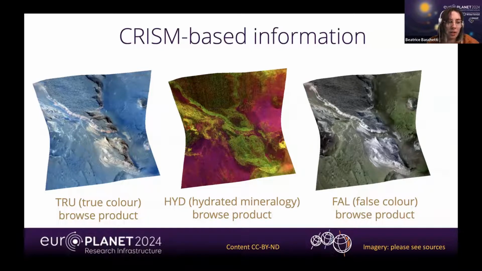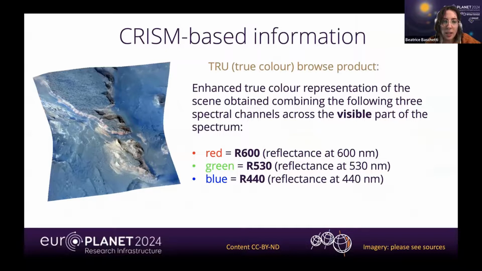The first one is the true color product. The other one is the hydrated mineralogy product, and the third one is the false color product. And we can go to the next slide to see some more details. So as I explained in the presentation before, this is just the three red, green, and blue colors combined to see the image as it would be seen by our eyes in the visible part of the spectrum.